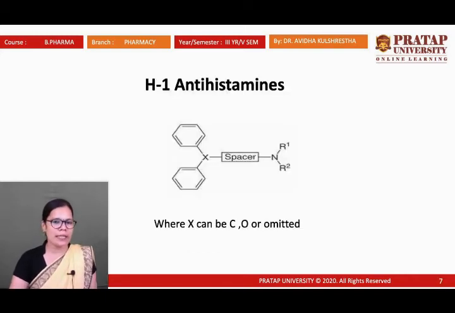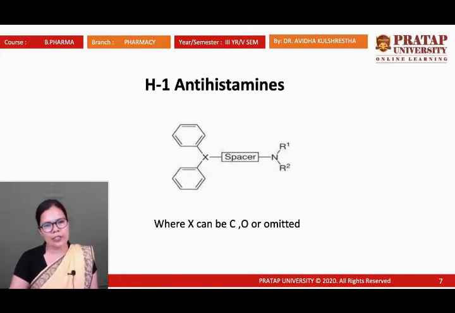H1 antihistamines: actually, four kinds of receptors, H1 to H4, are found, and these receptors accept histamine. So these four receptors are actually the targets of antihistamines. The H1 antihistamines are the first generation antihistamines, in which the basic structure is two phenyl rings connected through carbon, oxygen or nitrogen, with a dialkylamine on an ethyl chain.